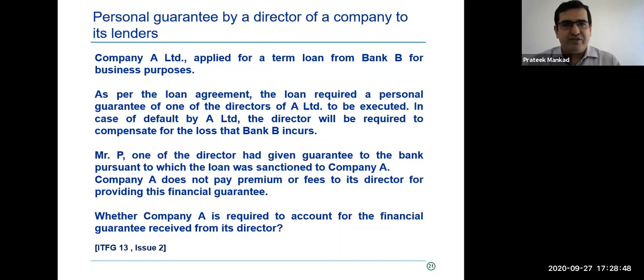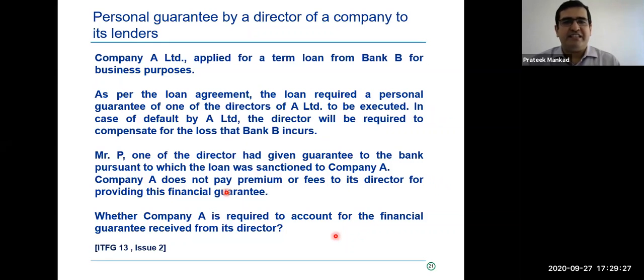Right. The next one is also an interesting one. This is again where there will be definitely diverse views, diverse answers. Company A has applied for a term loan. As per the loan agreement, it requires a personal guarantee from a director of A. In case of default by the company, the director will be required to compensate. Mr. P, one of the directors, has given a guarantee to the bank pursuant to which the loan was sanctioned to A. Company A does not pay any premium or fees to its director for providing the guarantee.